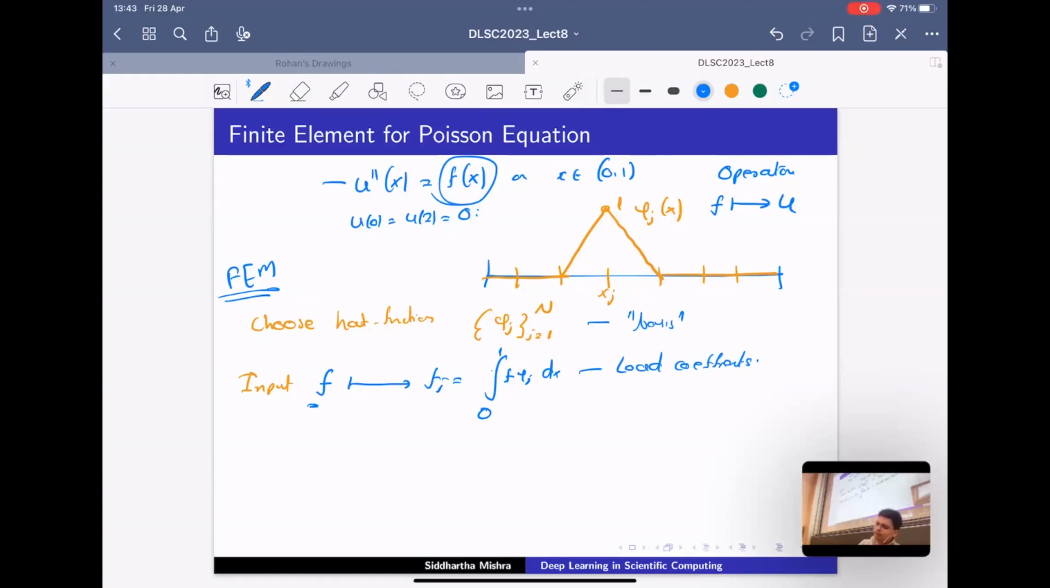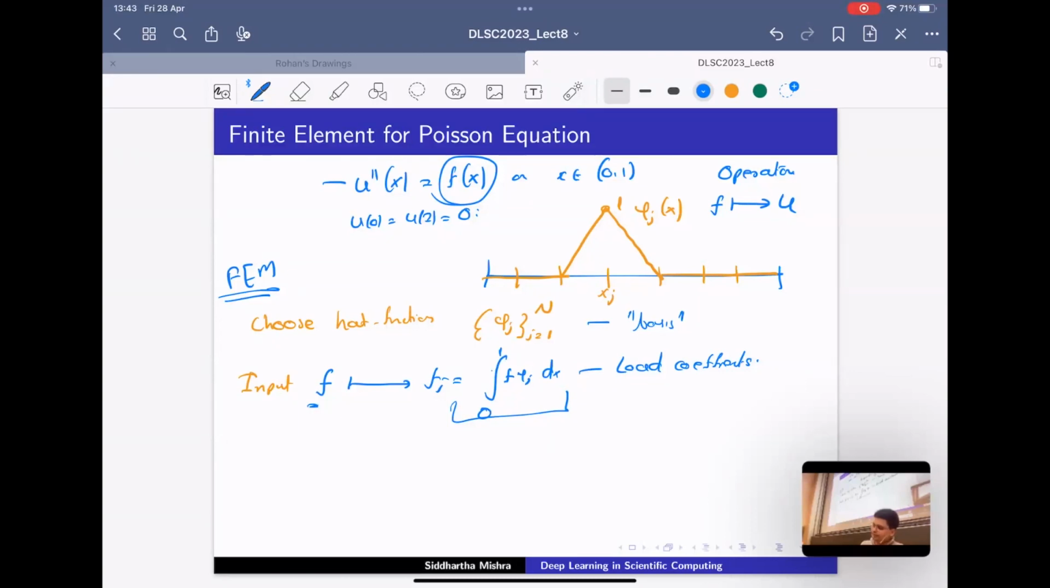So the input is reduced. Again, you take a function, you reduce it on a grid. Now these are no longer grid values. Okay, so that's the difference. These are some basis coefficients. For some particular functions, this can be grid values, but in general, these are not grid values.